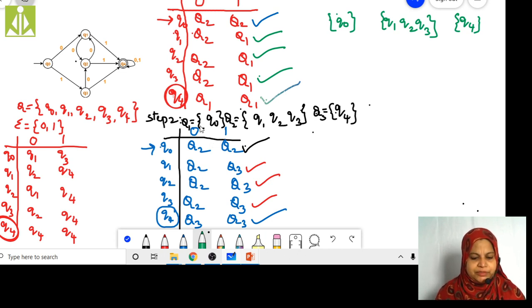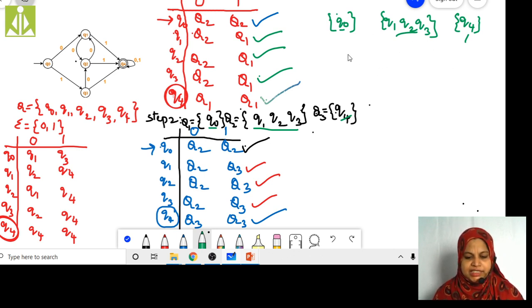Check the elements which are present in step 2 sets. Q0. Here Q0 is there. Q1, Q2, Q3. Q1, Q2, Q3 is there. Q4 is there. So sets are not changed. So we have to stop the process. Now this is my minimized DFA sets.